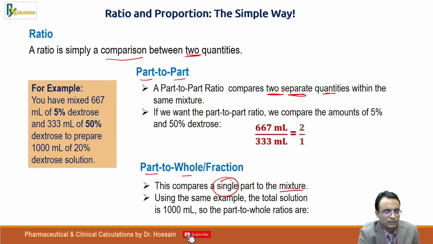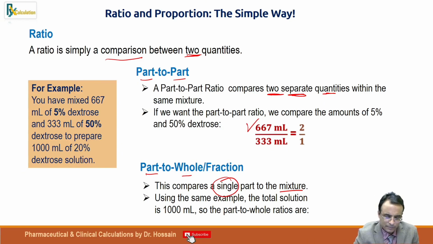For example, you have mixed 667 milliliter of the 5% dextrose and 333 milliliter of the 50% dextrose to make 1000 milliliter of the 20% dextrose. If you want the part to part ratio, we compare the amount of 5% and 50% dextrose. As you know, we have used 667 milliliter of the 5% and 333 milliliter of the 50%. So you are comparing 5% with 50% to calculate the part to part ratio.